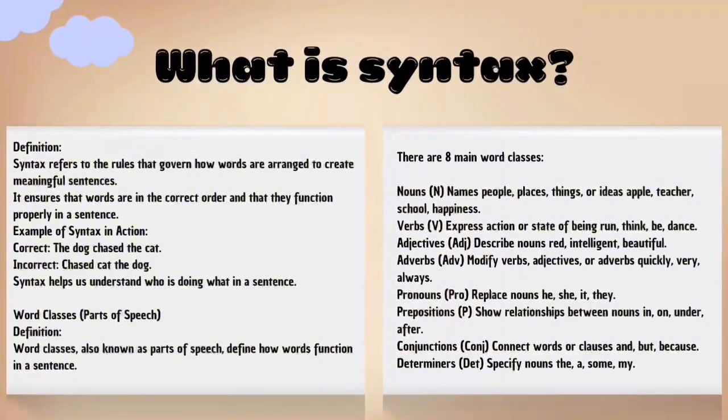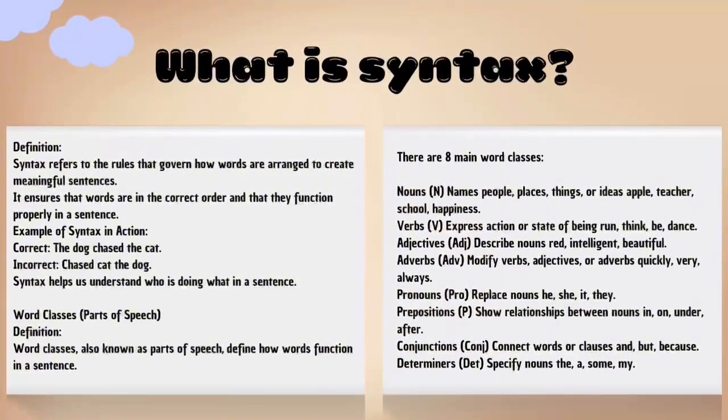Nouns. Words that name people, places, things, or ideas. For example, teacher, apple, school, happiness, courage. How nouns function. As the subject, the teacher explained the lesson. As the object, she adopted a puppy. As a complement, my dream is to become a doctor. Think about the words you use every day. Your name, your city, your favorite food. All of these are nouns.